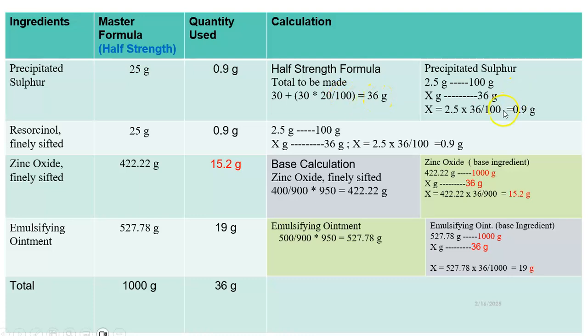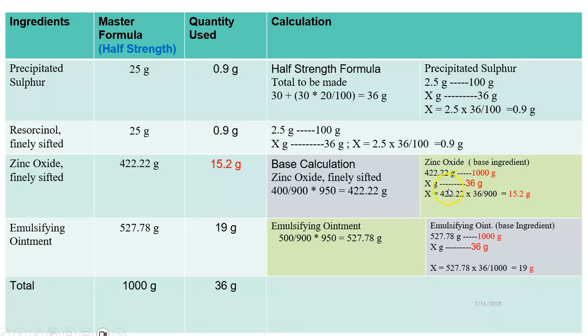And so we find out using ratio and proportion that the sulfur will be 0.9 gram, resorcinol 0.9 gram. You do the same thing here. 400 over 900 times 950. We're just showing you how we got this. So then you say 422.22 is now in 1,000. So therefore, how much is in 36 grams?